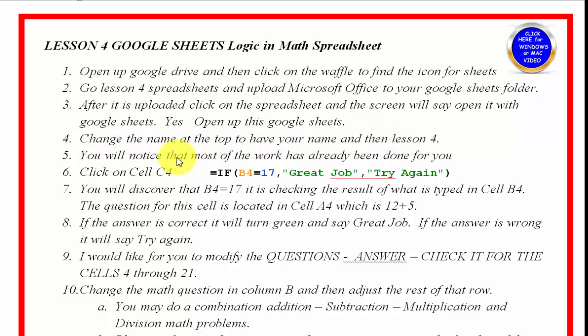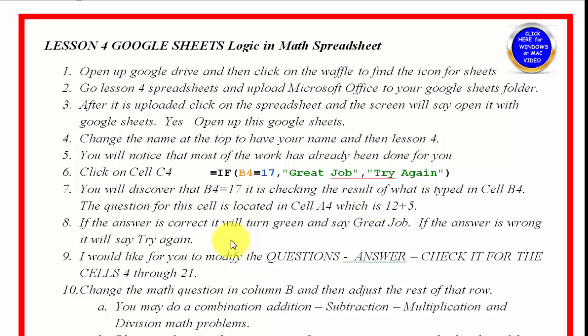You'll notice that there will be an equation and most of it's already done for you. For example, in C4, it will say equal sign if B4 is equal to 17. Great job. It will jump to the first question or answer. But if it's wrong, it jumps over to this one and says try again. You will discover that B4 equals 17 and is checking the results that you typed into B4. This cell is located in A4, which is 12 plus 5. You'll see in a second.